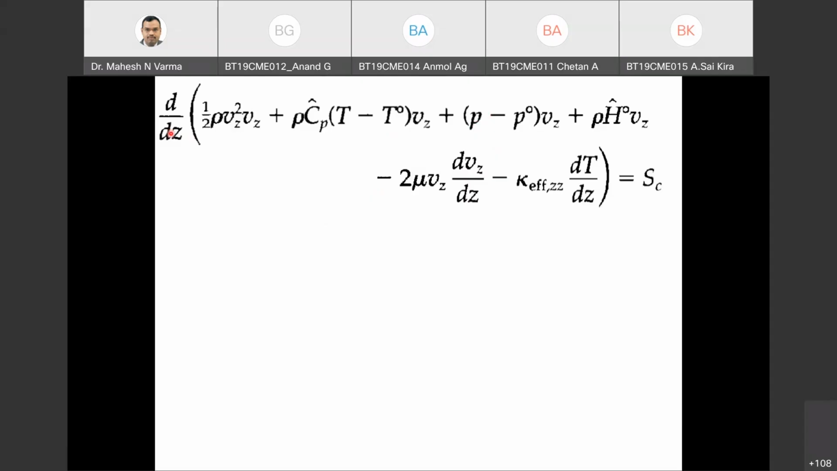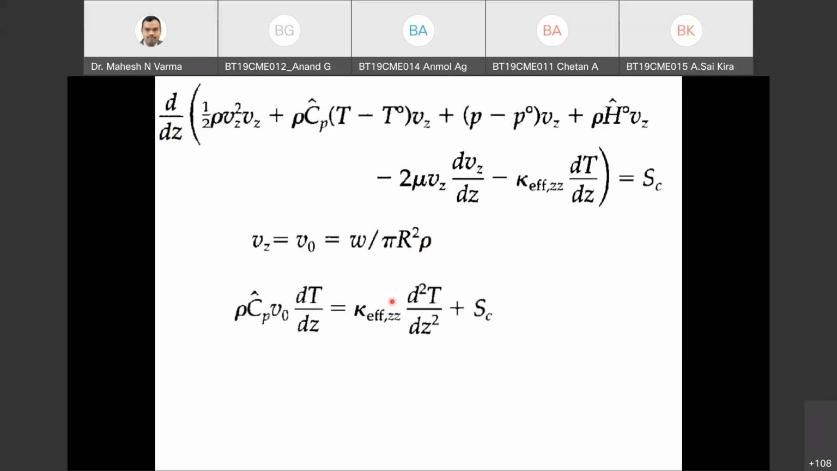As soon as we assume these two small assumptions, velocity is constant and equal to W by (pi R square rho), which was also given, and pressure constant, the overall equation changes to a very simple equation: rho Cp V0 dT by dz.